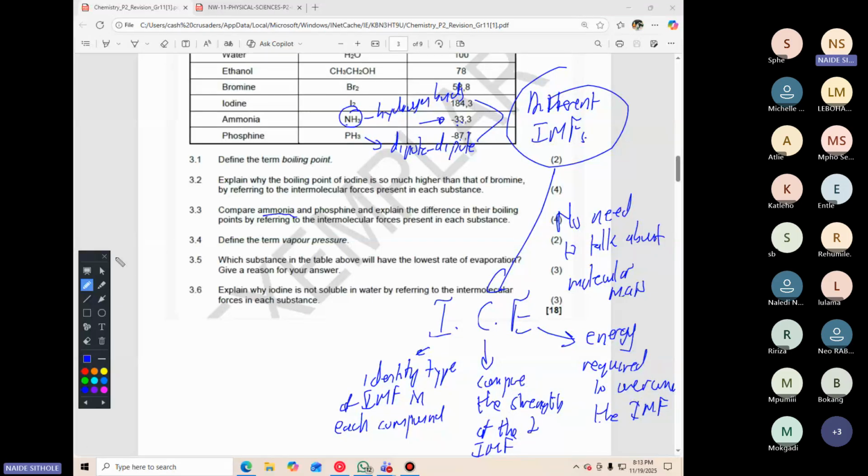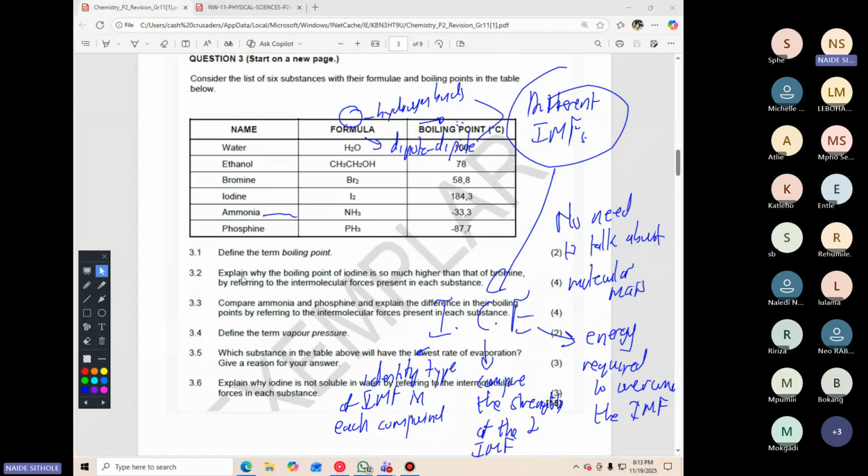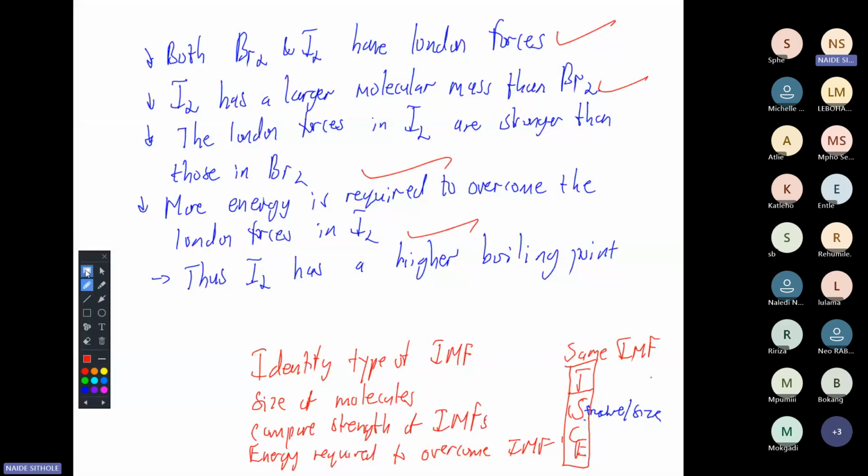We know that this one is bigger and this one is small. So don't be confused by the negative 87.7. In terms of negative values, we know that this one is bigger than that one. Okay, so how do we follow this format now? The ICE format, where we must get 4 marks. Still follow the same format.